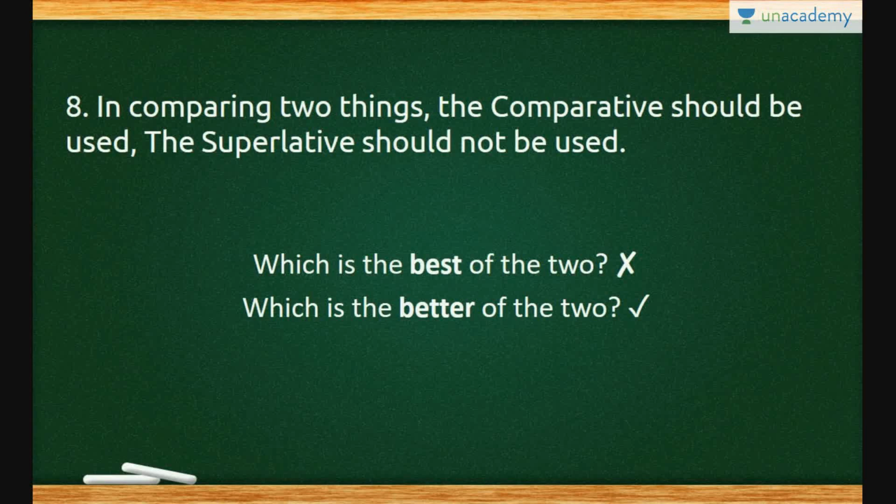Now let's get to the rules related to degrees of comparison. So in comparing two things, the comparative should be used and the superlative should not be used. Now when you say which is the best of the two, it is not right. Instead, you should say which is the better of the two. Now when you're comparing two situations which are nearly or equally bad, what do you say? Which is the worse of the two? No, you would say which is the worst of the two.